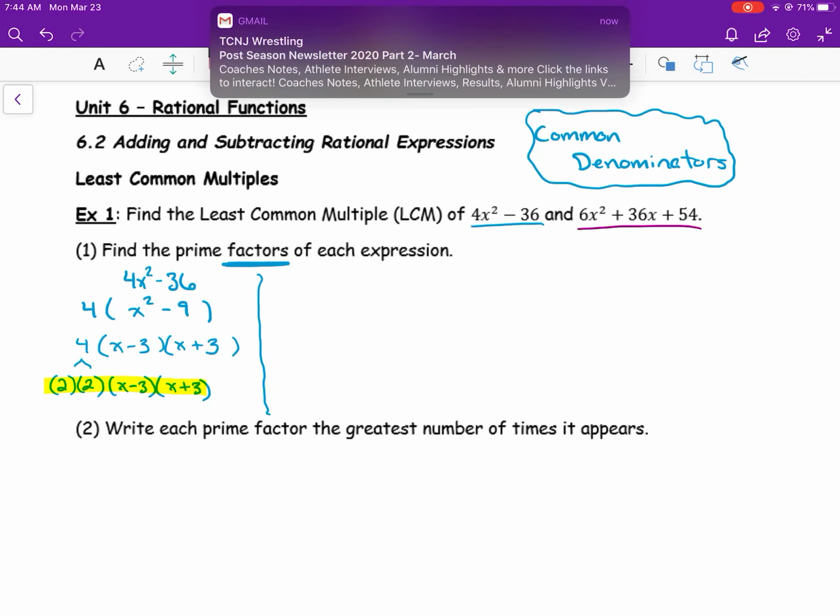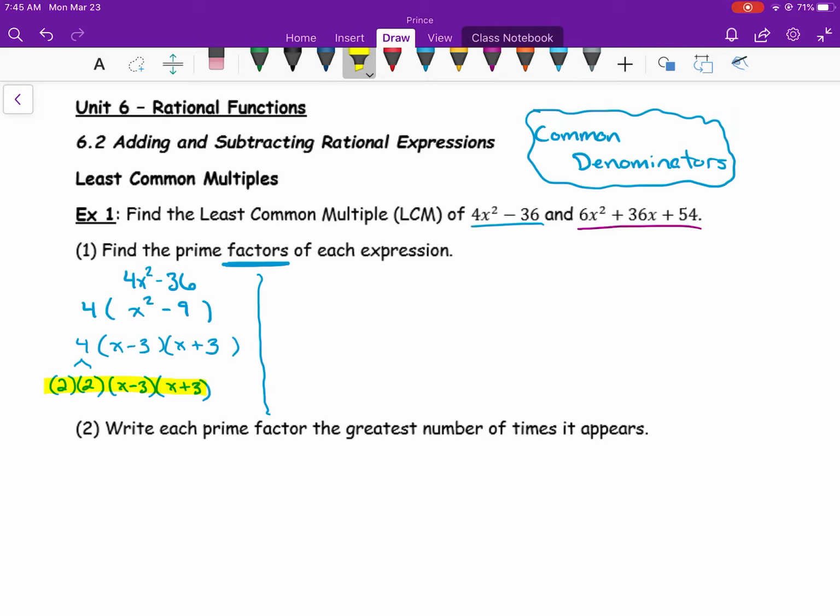Next, we'll break down this big one, 6x squared plus 36x plus 54. As you notice from the last section, not everything just factors nicely and easily. You've got to look for that greatest common factor first. In this one, the greatest common factor is 6, so I can divide each of these terms by 6, and I get x squared plus 6x plus 9.